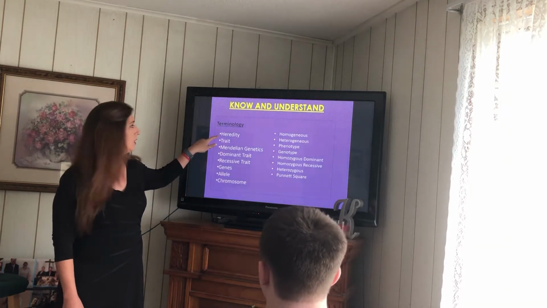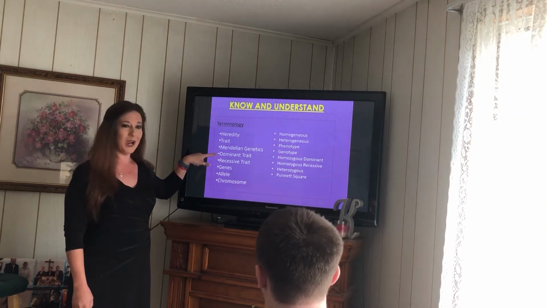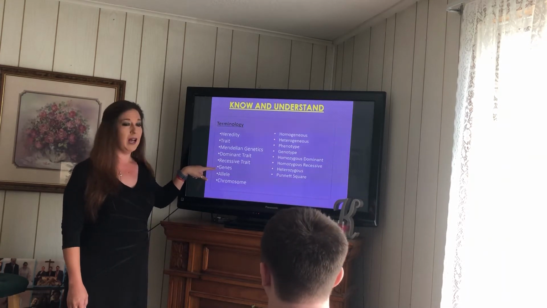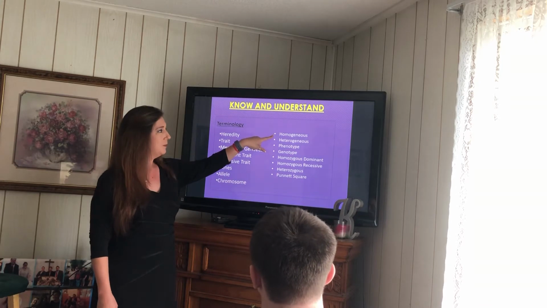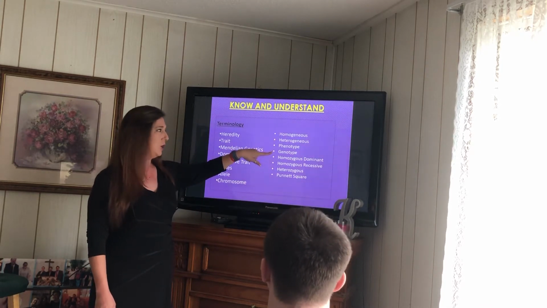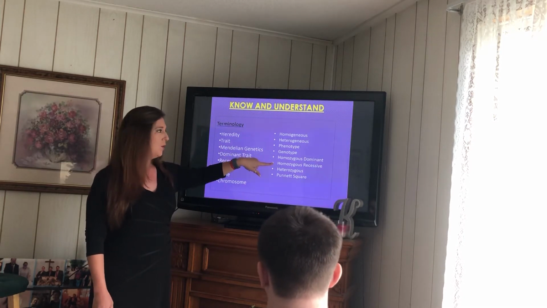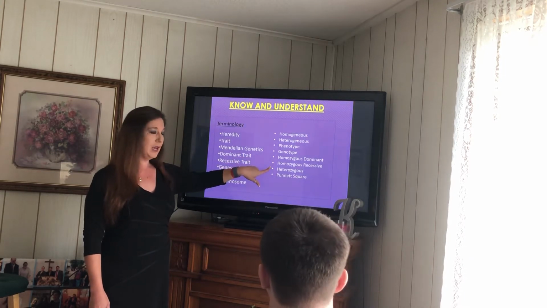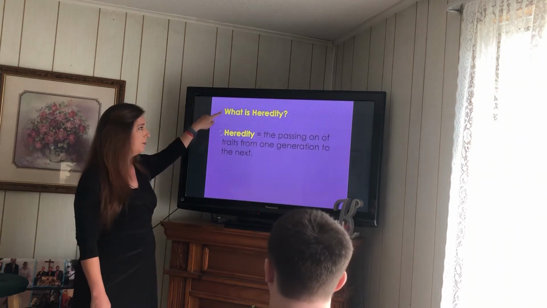Heredity. Trait. Mendelian genetics. Dominant trait. Recessive trait. Genes. Allele. Chromosome. Homogeneous. Heterogeneous. Phenotype. Genotype. Homozygous dominant. Homozygous recessive. Heterozygous. And Punnett square.